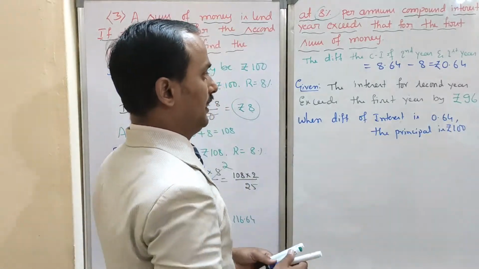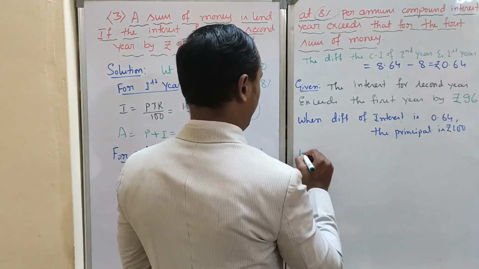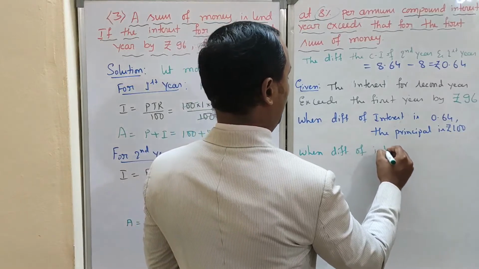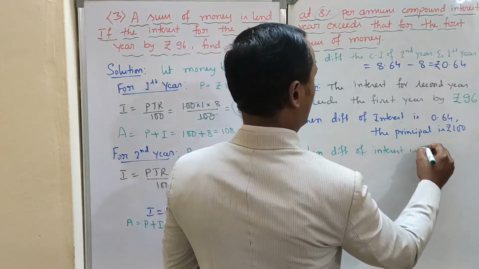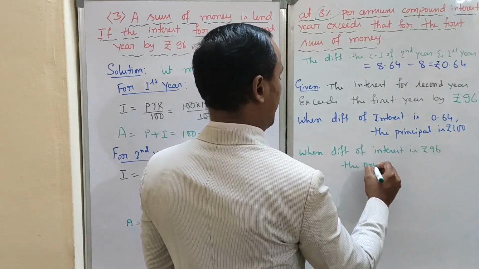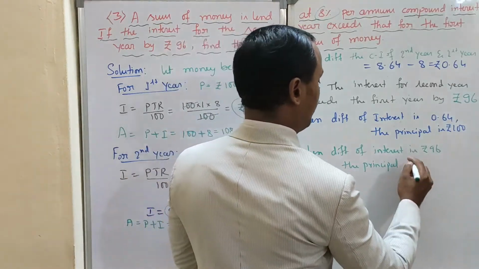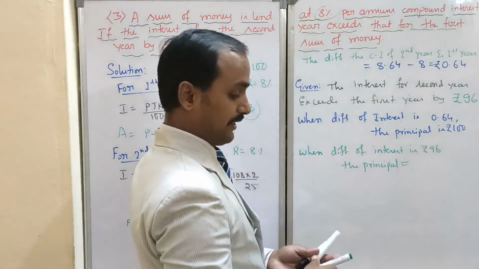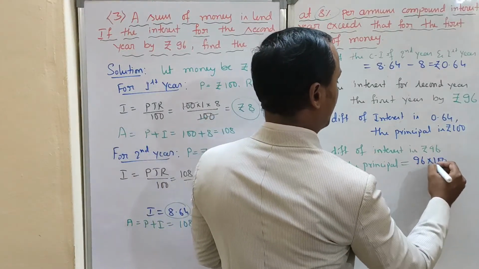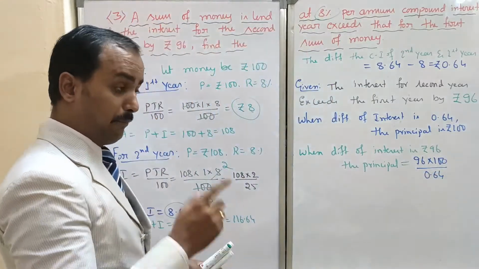Similarly, look at this. For this one I will write. Now, when the difference of interest is rupees 96, then the principal is equal to, I will write and I will explain next. Principal is equal to 96 rupees into 100 divided by 0.64. How I wrote this one, I will explain. Look at each other, very important point I am explaining.